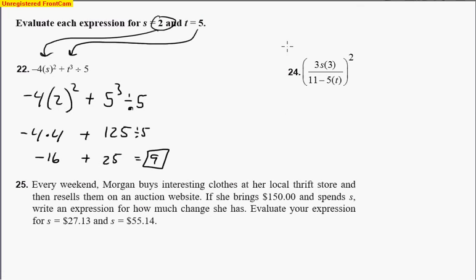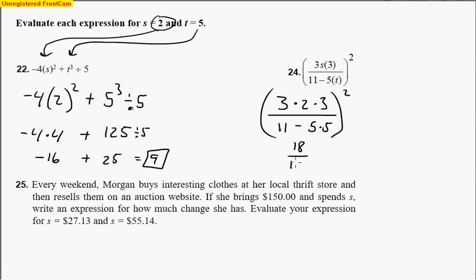So looking at this next one, again, I'm substituting into the expression. So 3 times 2 times 3 on top. Down below, I've got 11 minus 5 times 5. And then I'm going to put parentheses around it and square it. So I multiply what's on top. So that makes 9 times 2 makes 18.